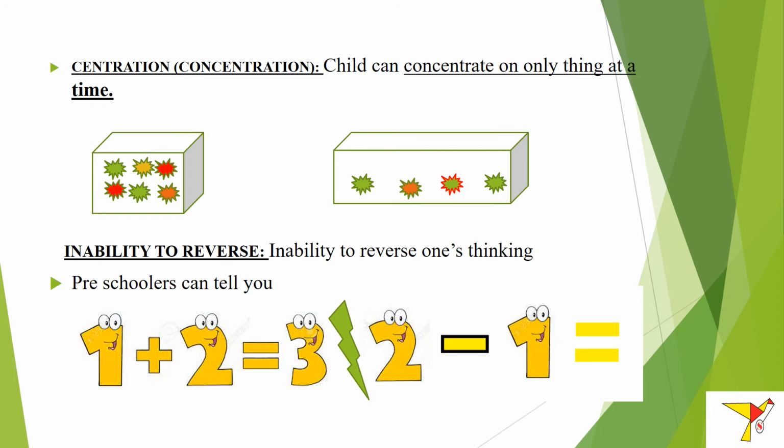Logical reasoning will be absent at this stage. Also, he does not know the reversing effect. A preschooler can tell you 1 plus 2 is equal to 3, but if you ask the child what is 2 minus 1, he will not be able to answer at this stage.